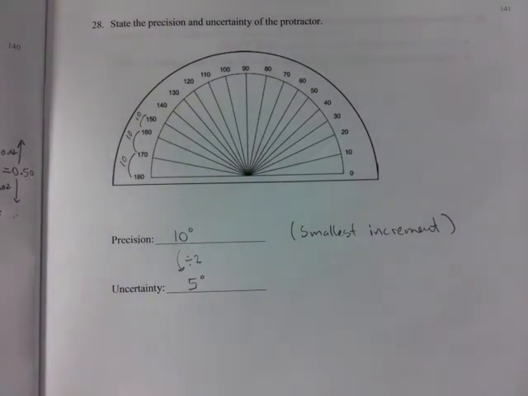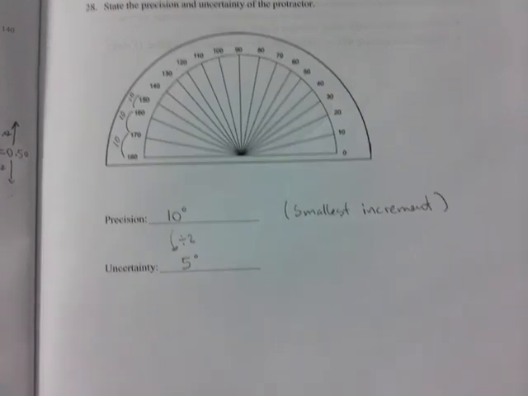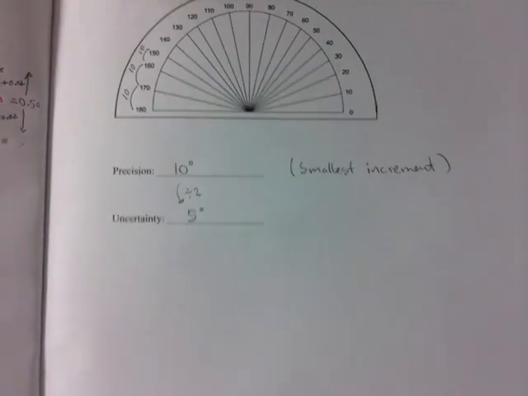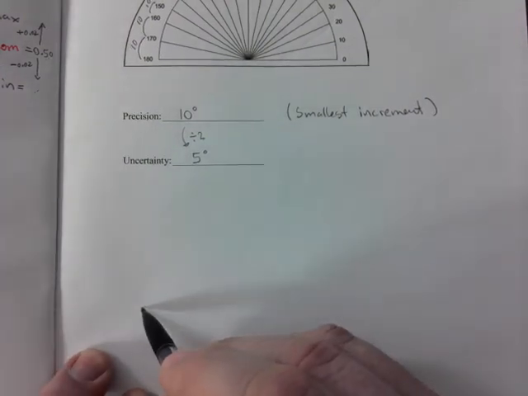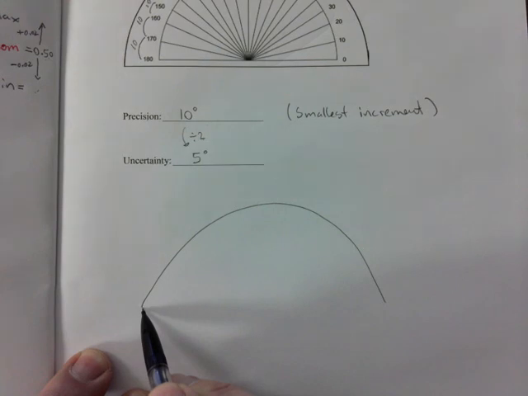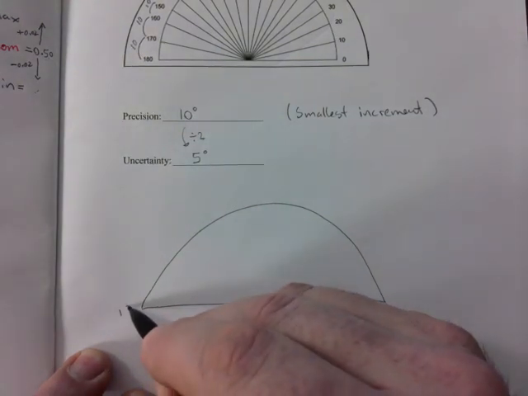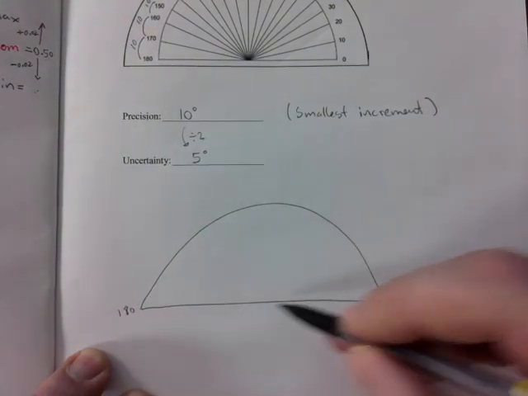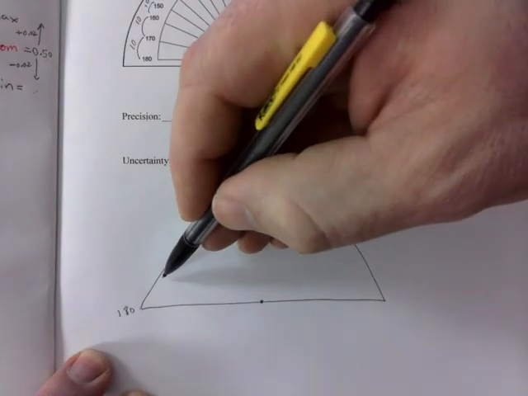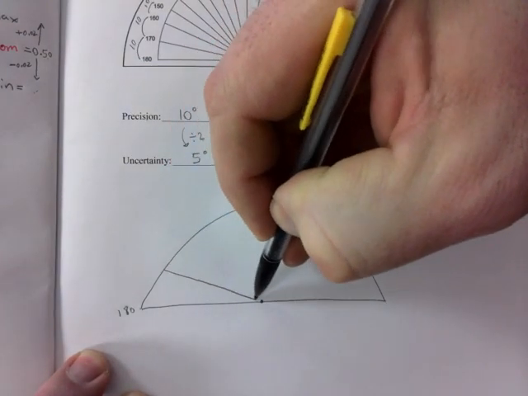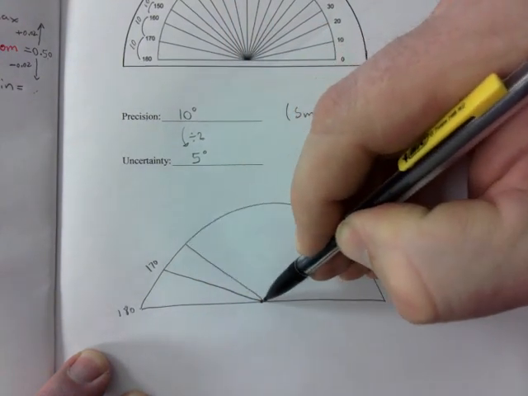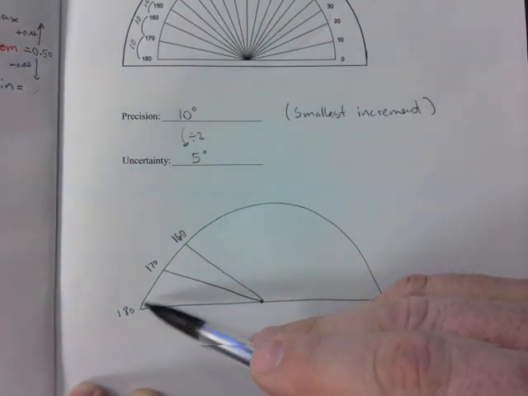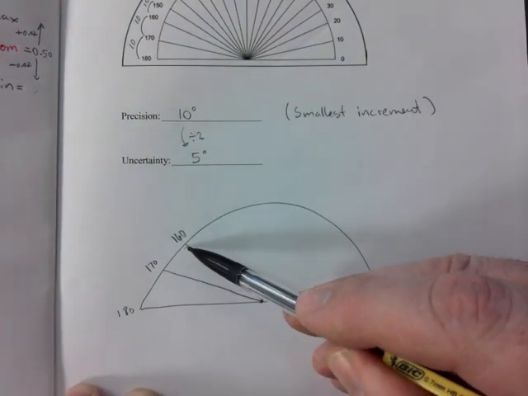Question. I'm going to draw a new one down here. I'm going to try my best. Let's just look at scenarios here because it's such a quick question. Let's draw our protractor like this. Try our best. This is 180. And then this is our center here. Let's say that that's 170. And let's say that's 160. You can still tell that my precision is 10, correct?